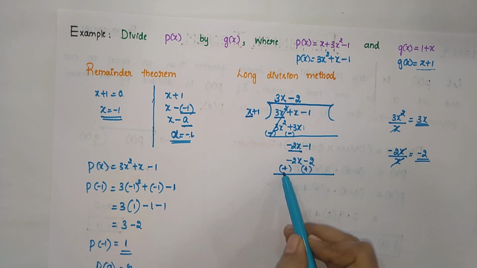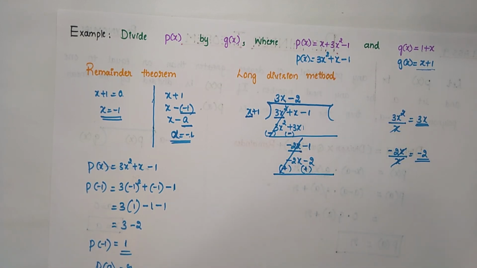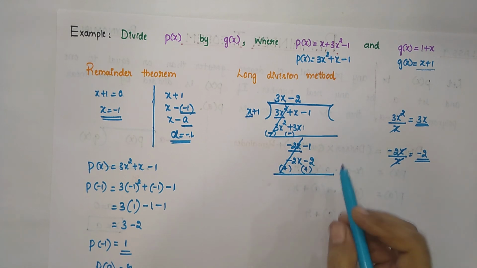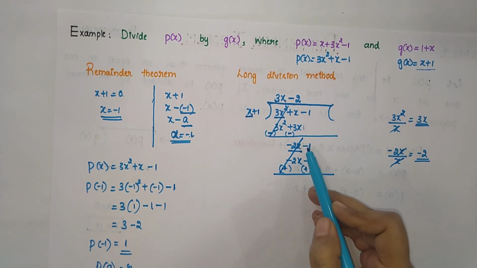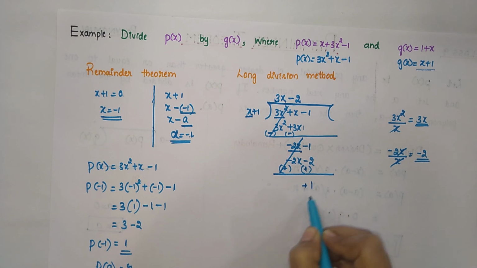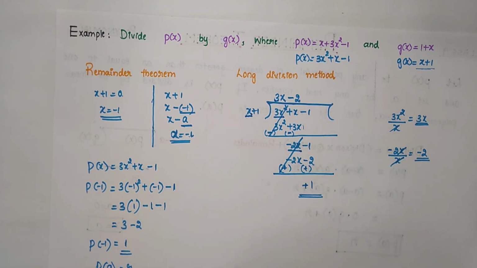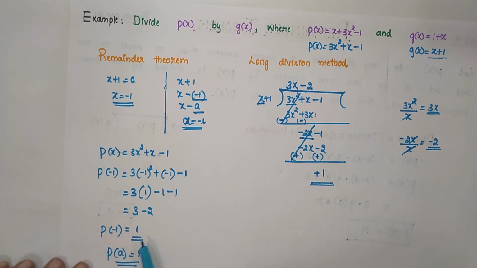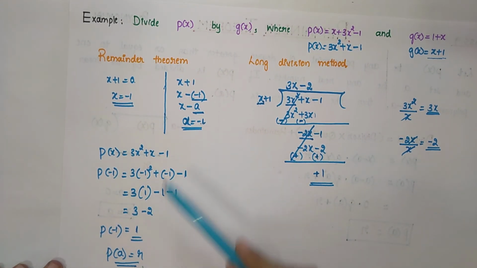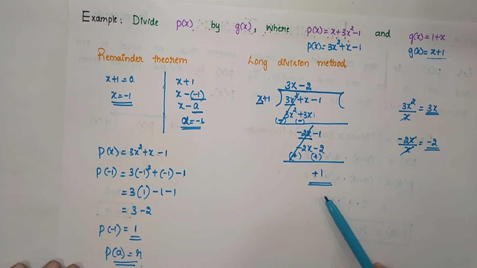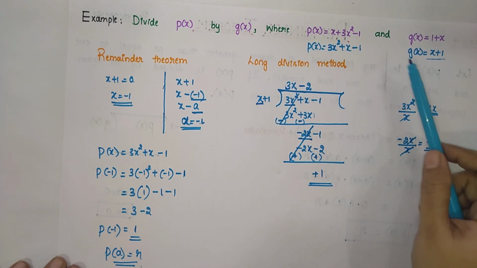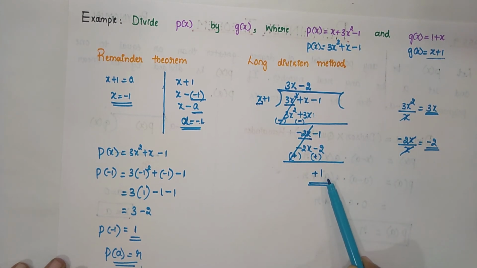And we have minus 2x and plus 2x, and minus 2x plus 2x is 0. So the remaining value is minus 1 plus 2. Minus 1 plus 2 is plus 1. So we got remainder equal to plus 1. And here also the remainder was plus 1 when we solved this by using the remainder theorem. So by using both the remainder theorem and the long division method, we got the same remainder, that is equal to plus 1. So this is about the verification of the remainder theorem by using the long division method and also the statement and proof of the remainder theorem.